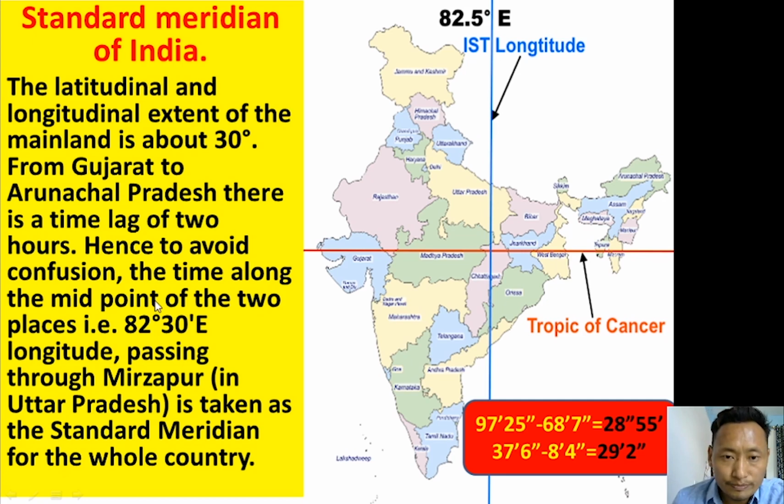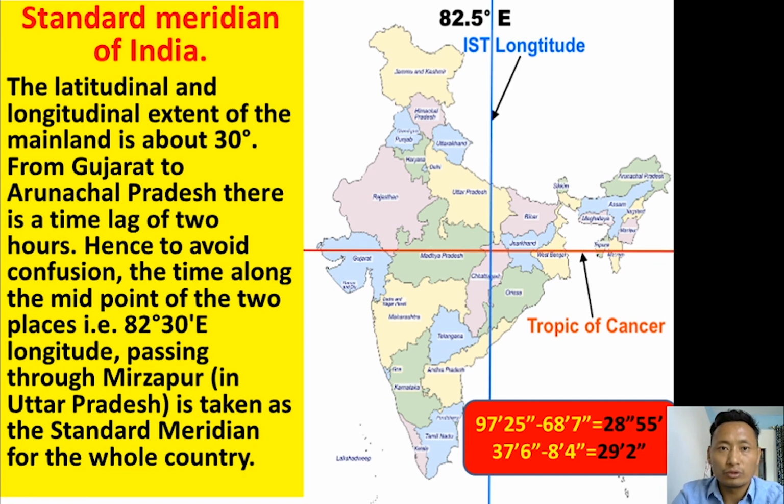This is the midpoint of these two longitudes. This particular longitude passes through a city in Uttar Pradesh called Mirzapur. Based on this longitude, the local time of India has been set. The Indian Standard Time is based on this longitude, which passes through Mirzapur in Uttar Pradesh.